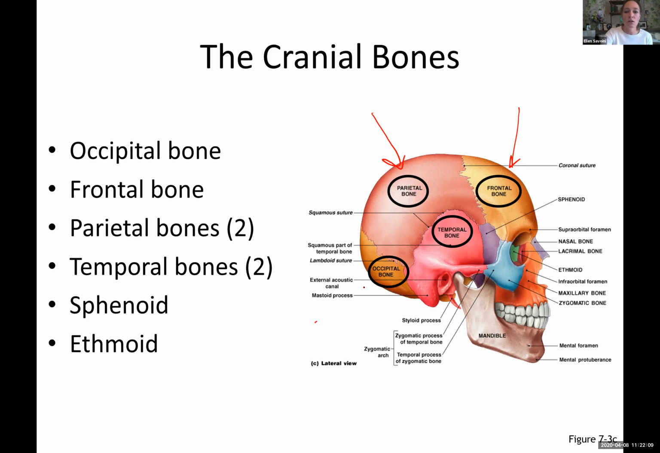We have a single occipital bone on the way back of your skull. We have 2 temporal bones, which are going to be under each ear. Then inside, we have new guys here, sphenoid and ethmoid. These are new bones, but inside the skull, so we just don't see them from the outside. We'll get to those as well.